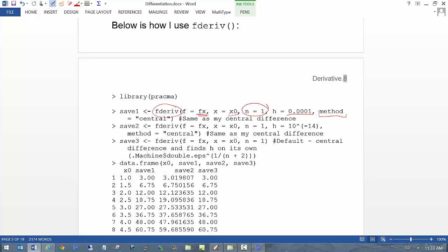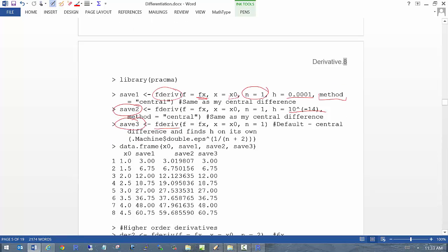Let's also do exactly the same thing and put it into save 2, where we use a smaller h. And then lastly, in save 3, we're going to use fderiv again, but now we're not going to specify what h is or what method is. The default method is central difference, and the default way to find h is that it finds it on its own. So let's see what happens here.